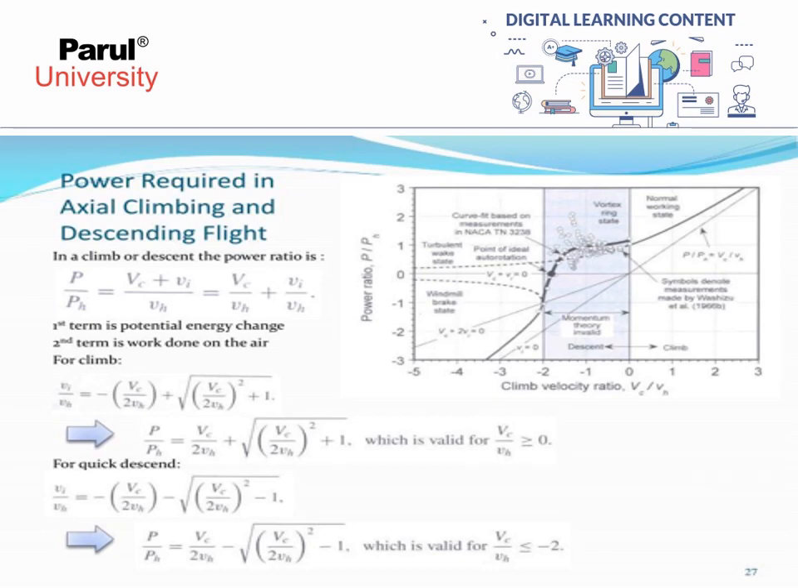which is the value for Vc by Vh greater than or equal to 0. And for quick descent, Vi by Vh equal to minus Vc by 2Vh minus square root of (Vc by 2Vh) whole square minus 1, and P by Ph equal to Vc by 2Vh square root of (Vc by 2Vh) whole square minus 1, which is valid for Vc by Vh less than or equal to minus 2.